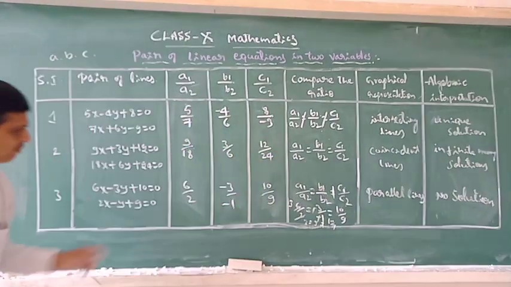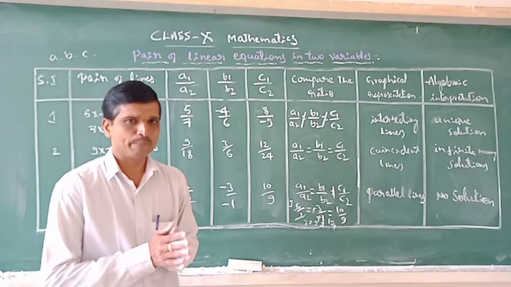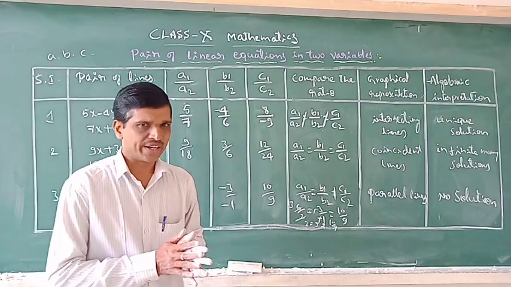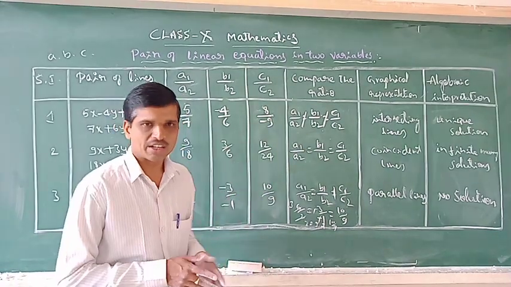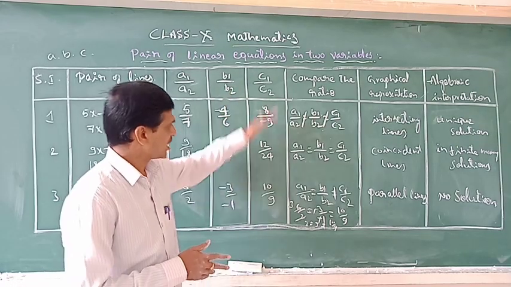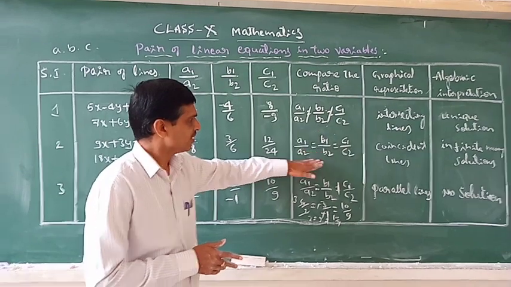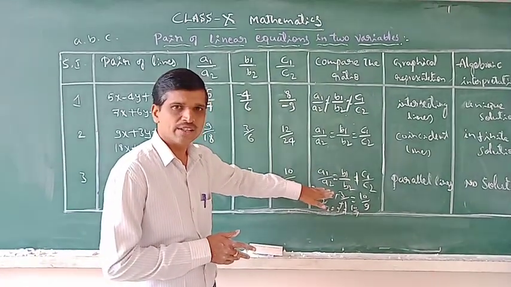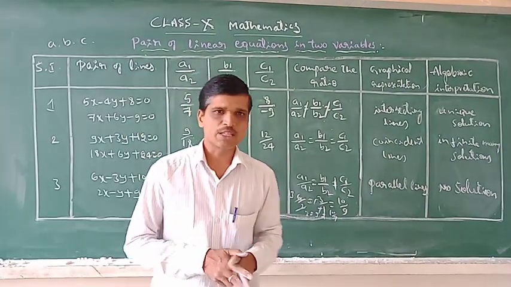By this tabular column, we can easily understand how the graphical representation appears, whether two lines are intersecting, parallel, or coincident. So remember the ratios. If this ratio comes, the lines are intersecting. If this ratio comes, the lines are coincident. If this ratio comes, they are parallel lines. By using this, we can solve the exercise problems also.